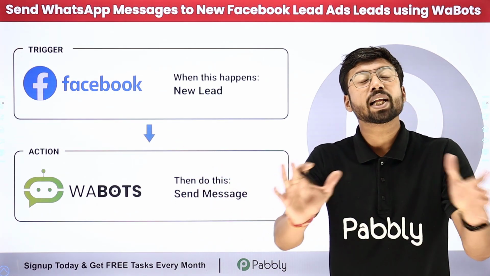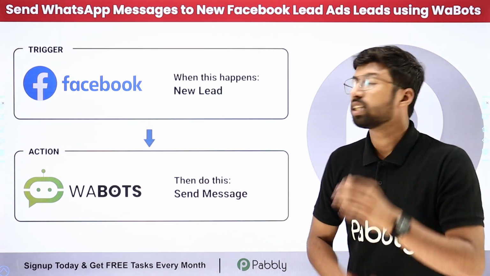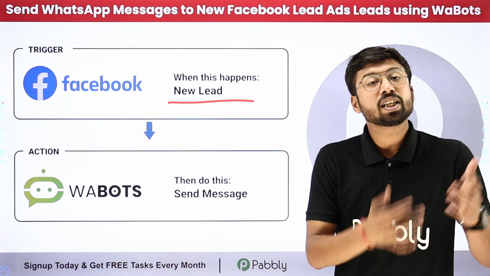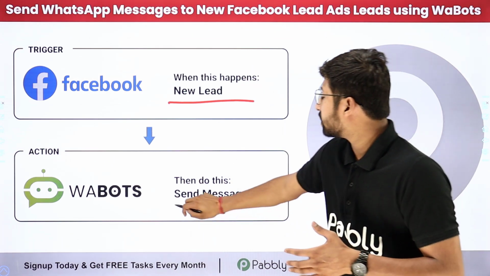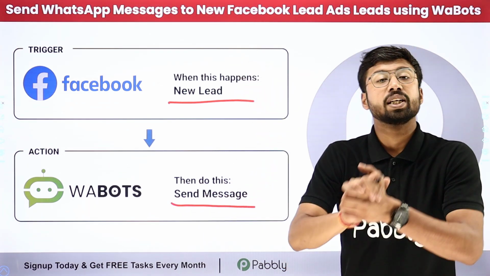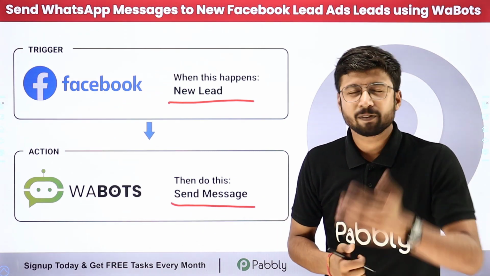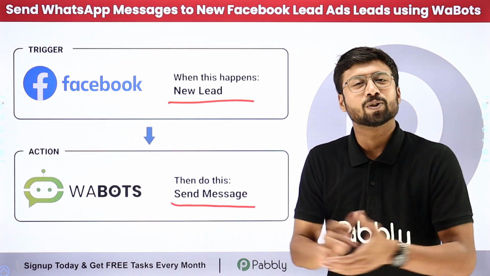So let me tell you, you can completely automate this process. And in this automation, as we get a new lead in Facebook lead ads, immediately, a WhatsApp message will be sent using WaBots to the same new lead's number. Now, if you want to learn how you can set up this automation all by yourself, for that, you just have to come with me to my screen.